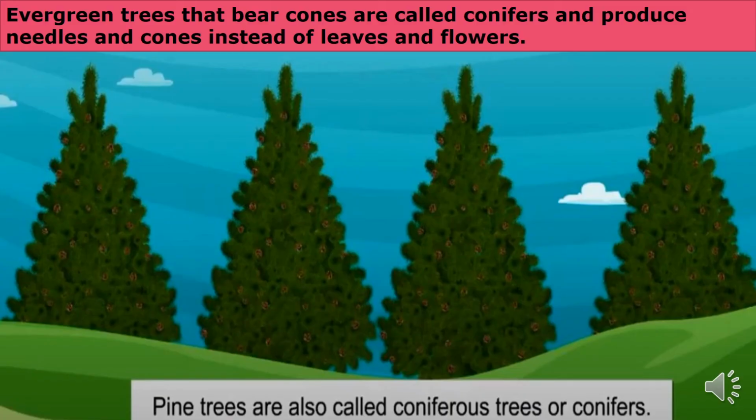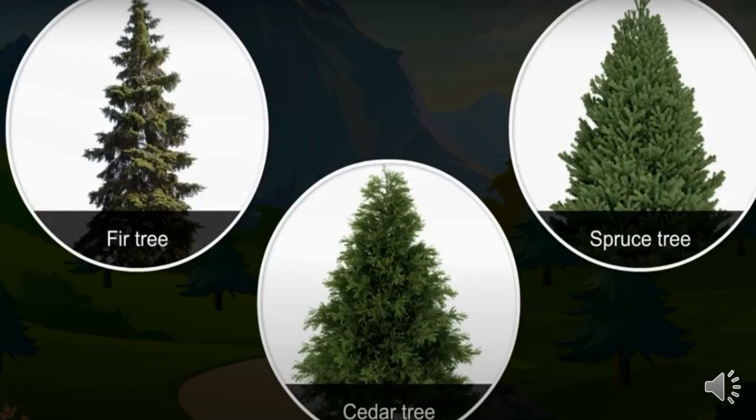So children, the trees that bear cones are called conifers and they produce needles and cones instead of leaves and flowers. So we have studied up till now that the pine trees are also called coniferous trees or conifers. Here children, in this picture you can see the different types of coniferous tree. These are the examples of the trees that grow in mountains: fir tree, cedar tree and spruce tree. So you should know the examples of the trees that grow in mountains. It is the fir tree, the cedar tree and the spruce tree.